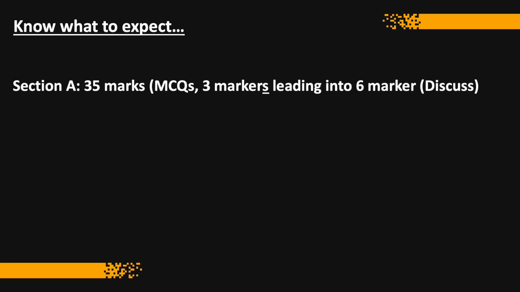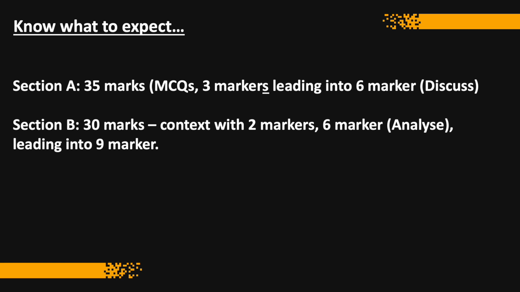So section A, 35 marks, multiple choice questions to start with, some for 1 mark, some for 2 marks. 3 markers, those lovely explain questions. Be succinct with those, be concise, answer the question. 3 marks, usually 3 sentences will get you there. And then you'll lead into that 6 marker discuss question.